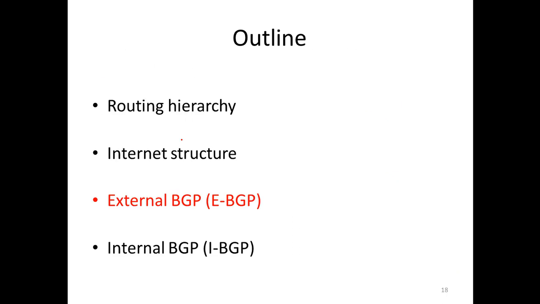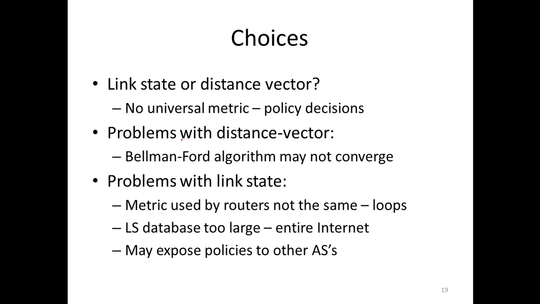Let's talk about external BGP routing and internal BGP routing. The first thing you have to keep in mind is which policy you want to use. Either you go with distance vector routing, or you can use link state routing. There is no universal metric. It depends on the policy you decide on. If you want to go with distance vector, you can go with this. If you want to go with this, you can also go with this.